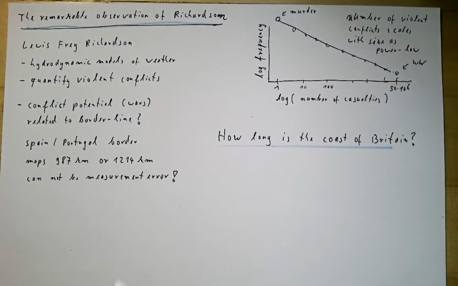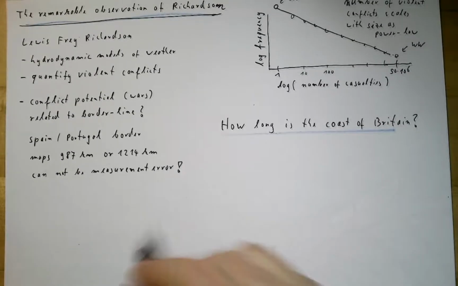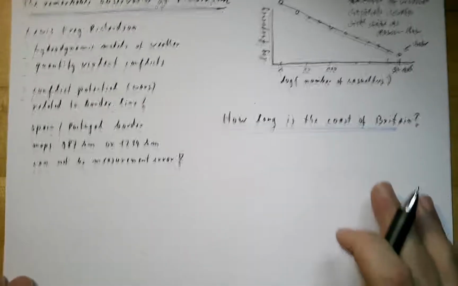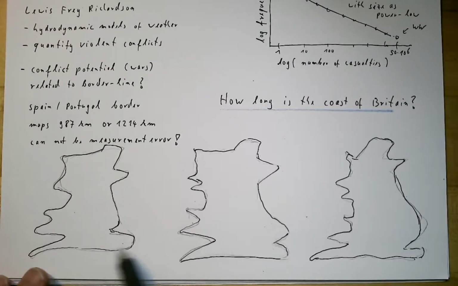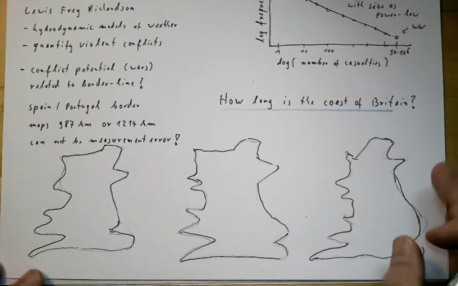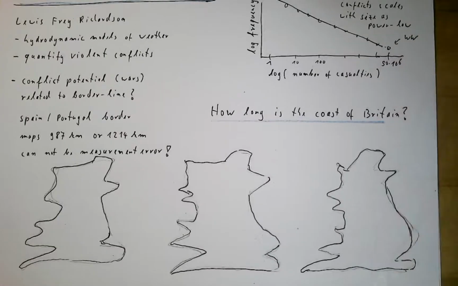We could have taken any coast, but let's take the coastline of Britain. So now I make a sketch. Okay, so here I tried to make three more or less identical copies of the coastline of Britain. And now the question is, how do you measure the coastline?